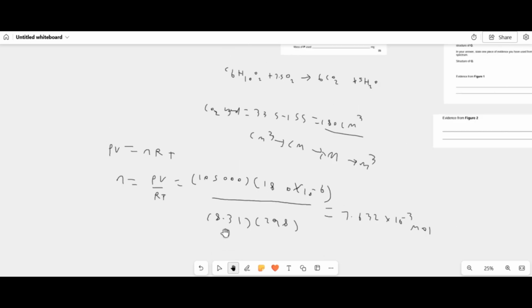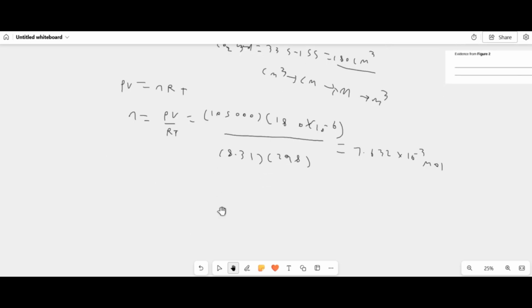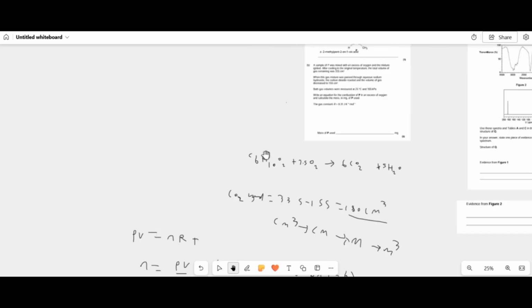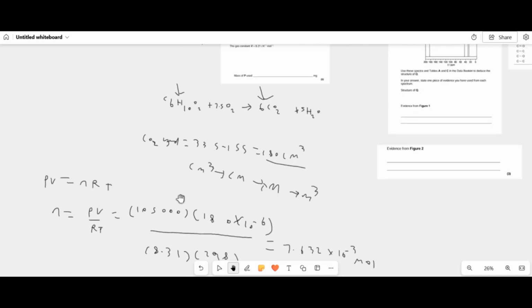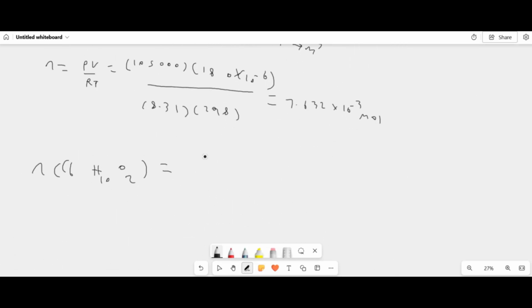Now we want to find the moles of the actual compound that we want, which is n of C6H10O2. So how many moles of that are we forming? Well, let's look at the equation above. For every 1 mole of it, we've got 6 moles of CO2. So you need to times that by 1 over 6, or otherwise divide it by 6 to get the moles of this. So the moles of this is going to be 1 over 6 times 7.632 times 10 to the power minus 3. That's because this is the moles of CO2. So if you want the moles of the other one, it's a 1 to 6 ratio. You divide by 6. You get me?